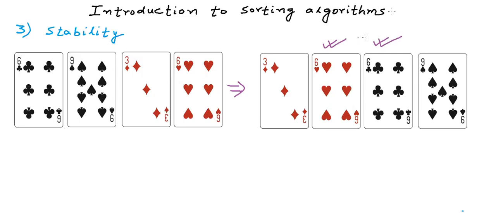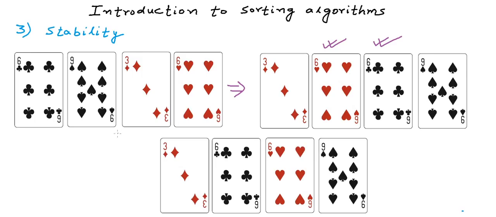A stable sorting algorithm, in the case of equality of key or the property upon which we are sorting, preserves the relative order of elements. So if the key is equal, if an element was coming before in the original list, it will also come before in the sorted list. A stable sorting algorithm guarantees that. So if we use a stable sorting algorithm, we will get this particular permutation where 6 of club will be before 6 of heart.